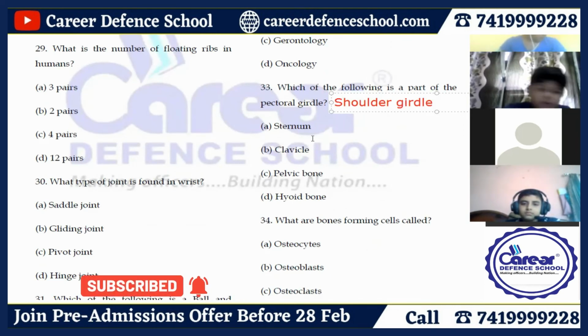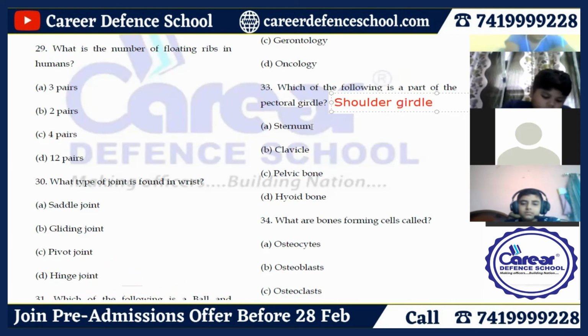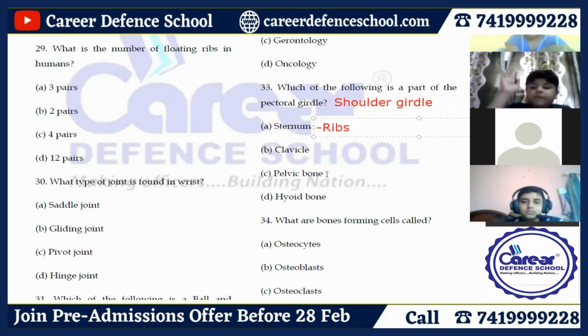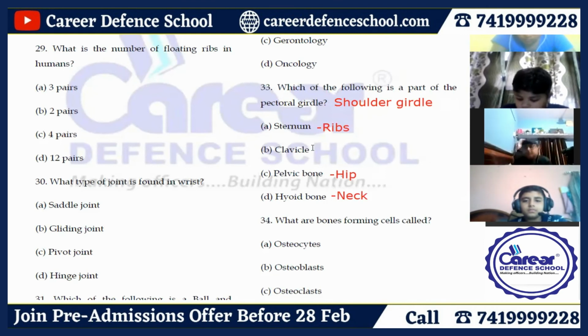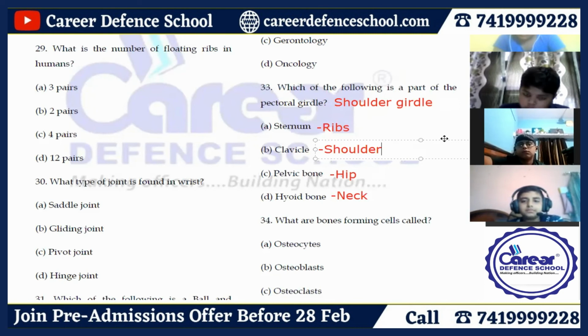Now, sternum is found in the, Uttam, can you tell me where is sternum found? In the ribs. Pelvis bone is found in the hip, in your leg. Hyoid bone is found in the neck. So, clavicle one is left. So, what is the answer? Clavicle is found in the shoulder. Yes, ma'am. So, its answer is B.